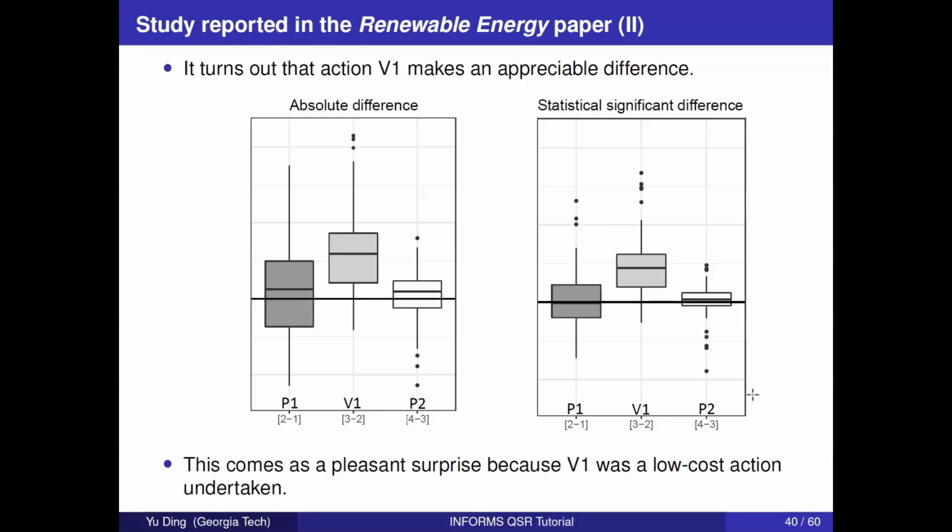But V1 actually has quite a significant effect, right? The box, which is the 25% quantile to the 75% quantile, is way above the zero line, right? This thick line we see in the middle of the plot. And so that was a pleasant surprise to them.